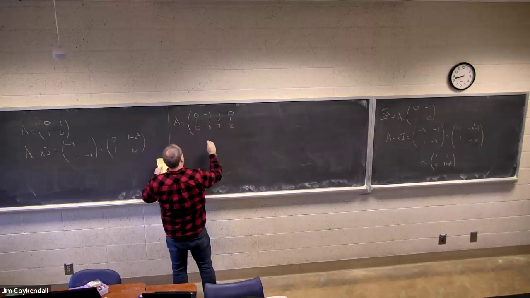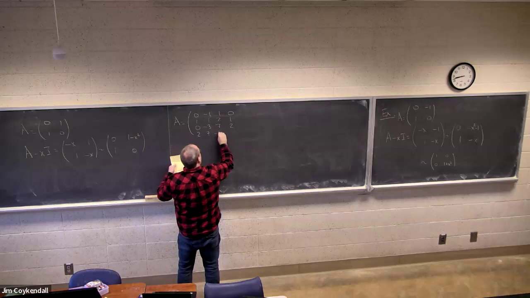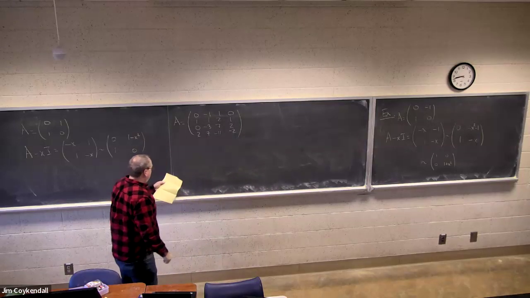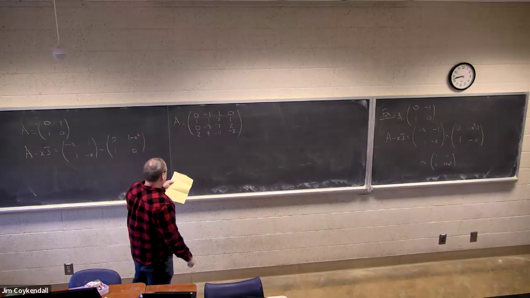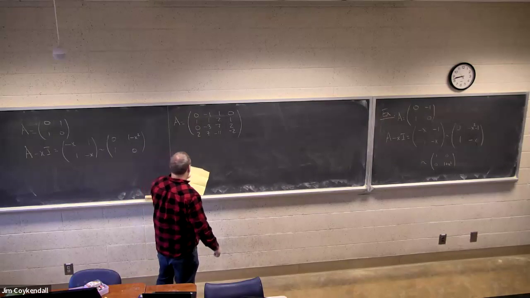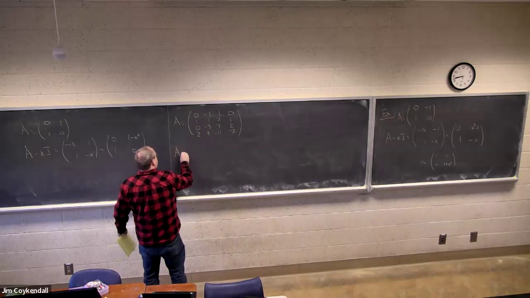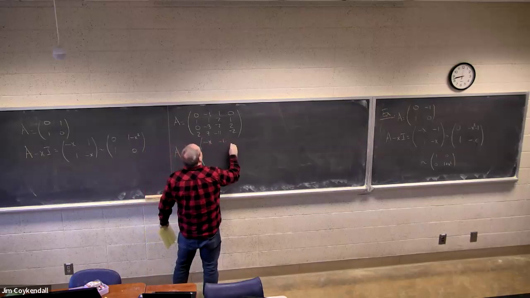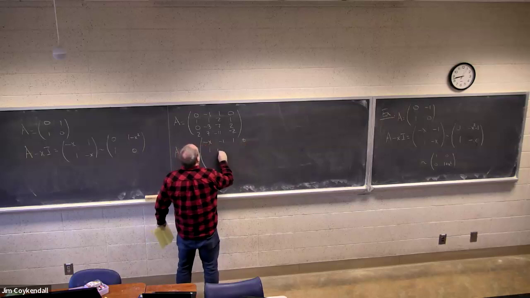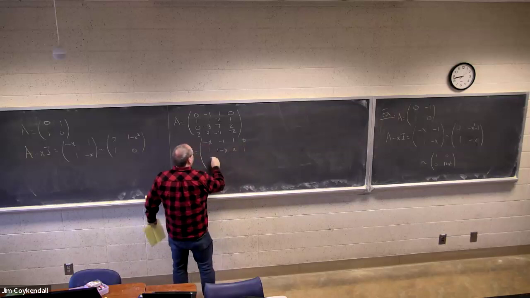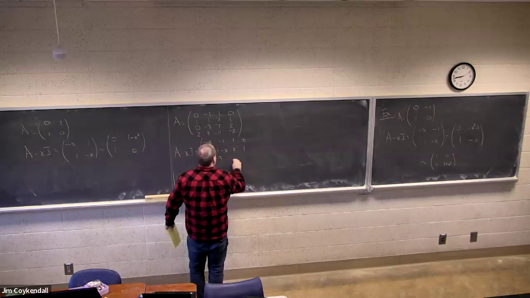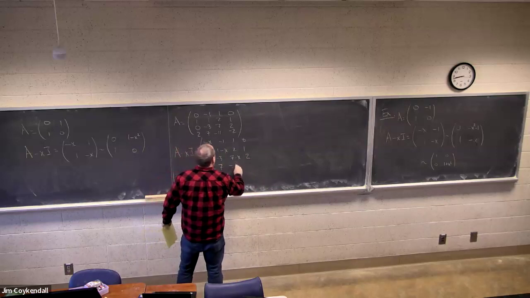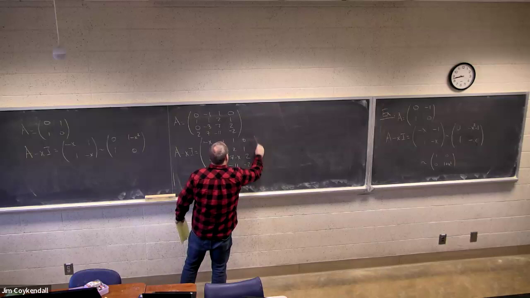Or you could try 2, 7, minus 11, minus 2. Okay, so what if I wanted to do this by hand? So I get minus x, minus 1, 1, 0, 1, 1 minus x, 2, 1, 0 minus 3, 7 minus x, 2, 2, 7 minus 11 minus x.